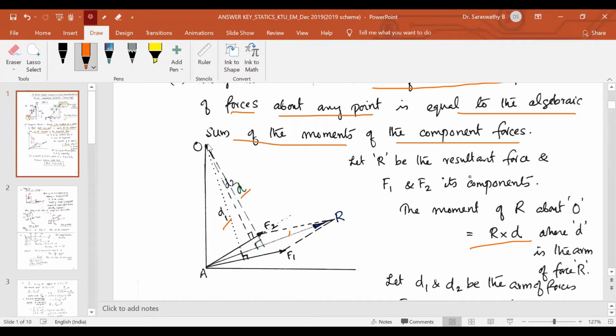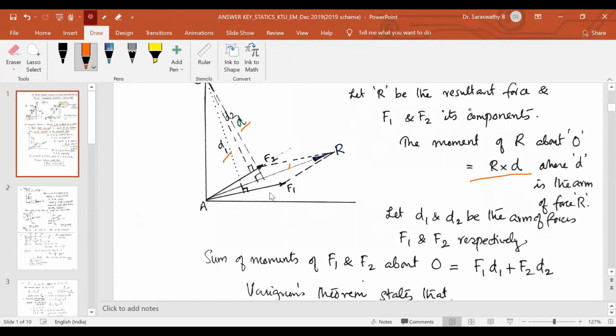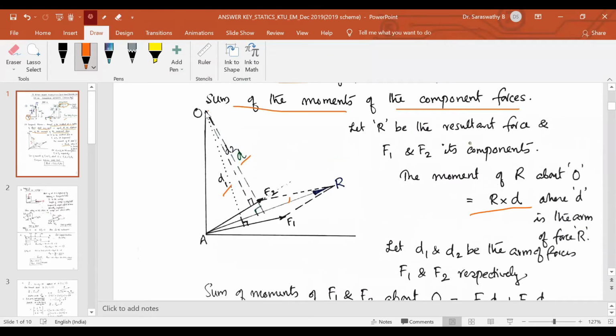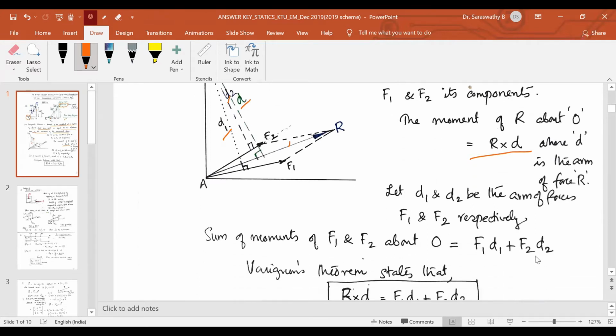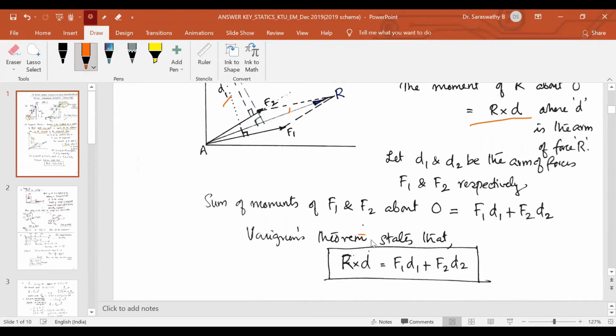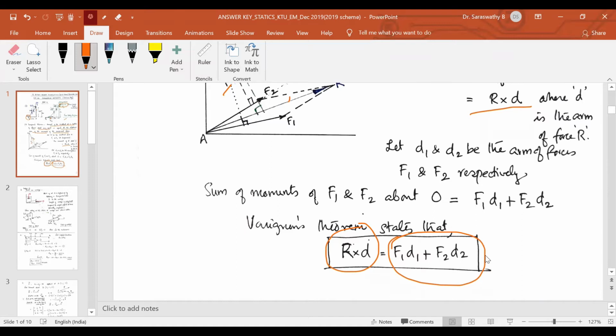So moment of F1 about O will be F1 D1. Similarly, this is F2. Drop a perpendicular from O to the line of action of F2. Let it be D2. This is shown. This is line of action of perpendicular. This is D2. So moment of F2 about O is equal to F2 D2. So Varignon's theorem states moment of the resultant R into D is equal to algebraic sum of moments of the component forces. Okay, this is also a 3 marks question.